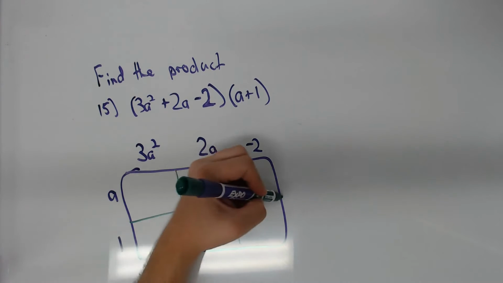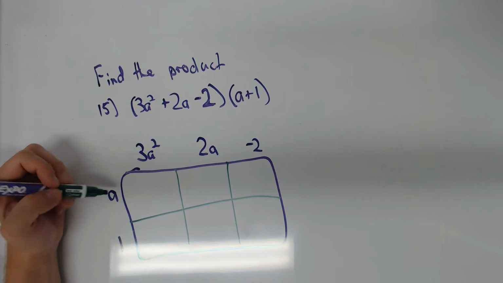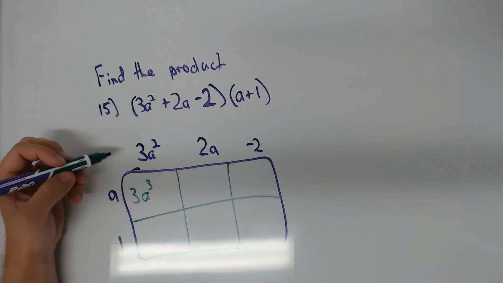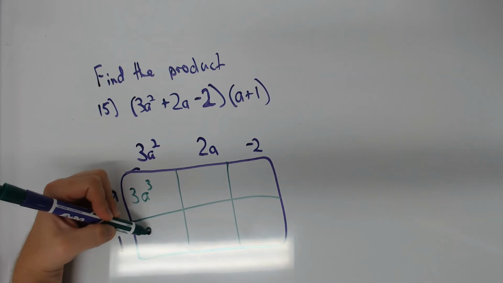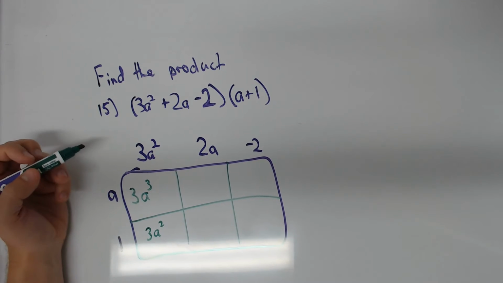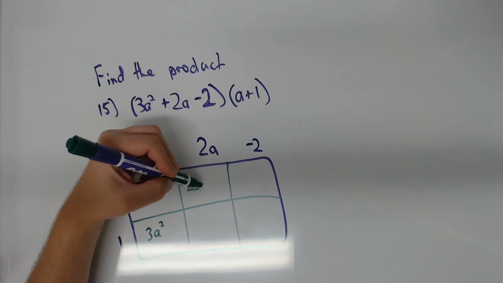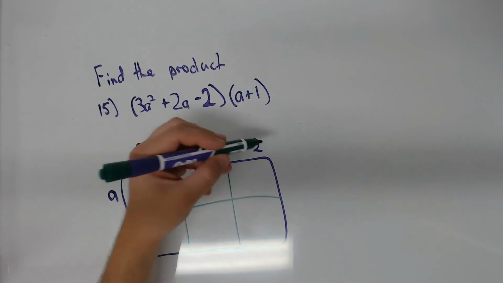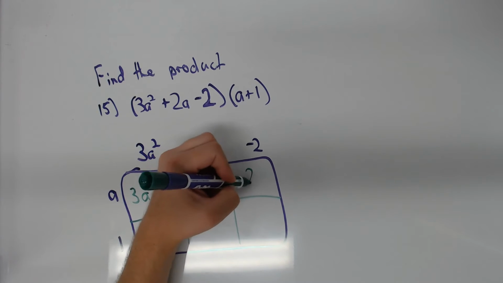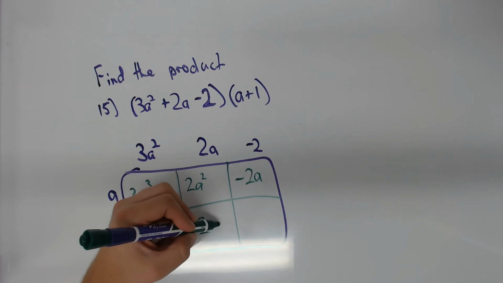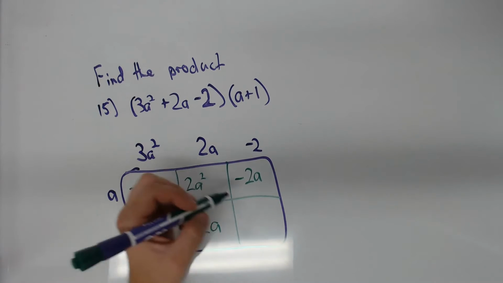Let's start multiplying. 3a squared times a is 3a cubed. Now there's 3 a's multiplied together. 3a squared times 1 is just 3a squared. Anything times 1 is just itself. 2a times a is 2a squared. A times negative 2 is negative 2a. 1 times 2a is 2a. And 1 times negative 2 is negative 2.